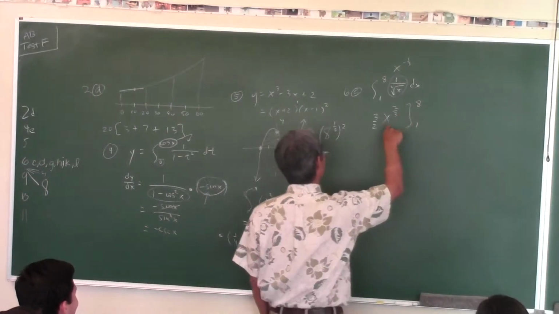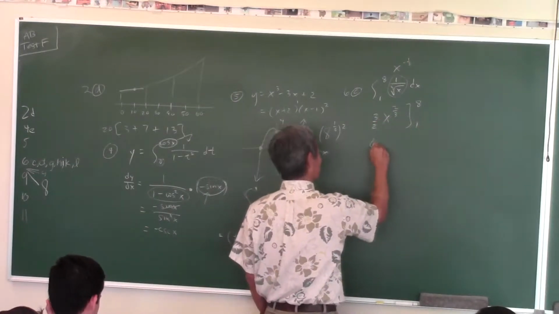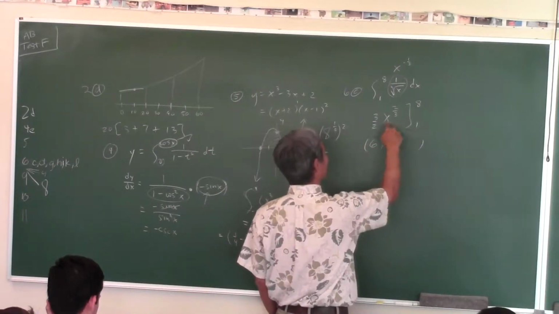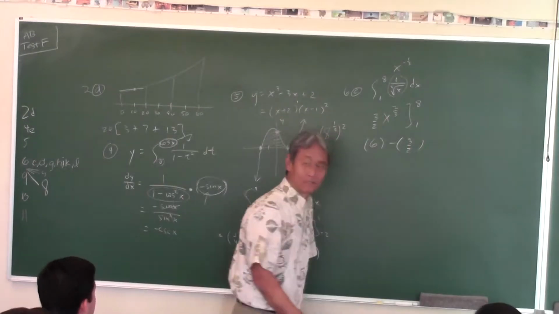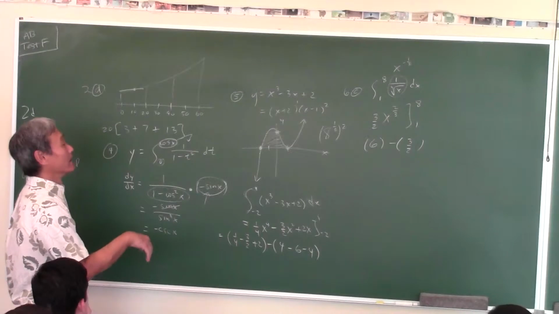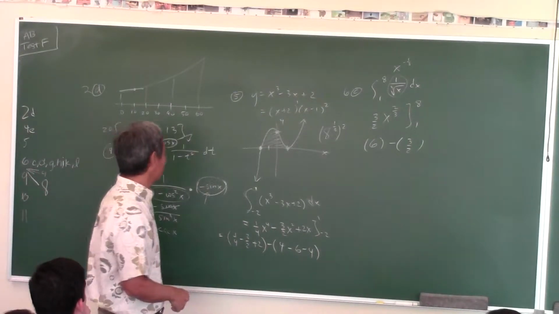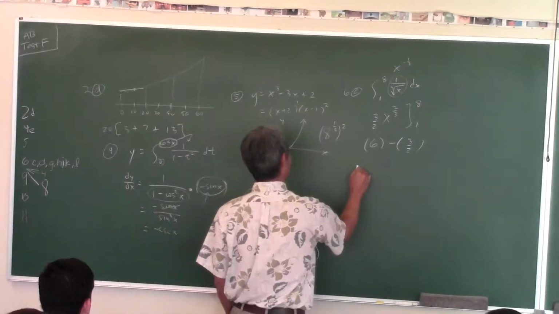Anyway, if you plug in 8, 8 to the 2/3 is 4. 4 times 3 halves is 6. Plug in the bottom number, 1. It's 1 times 3 halves. And then I will leave the simplifying to you. Looks like 9 halves is the answer. Okay, D.